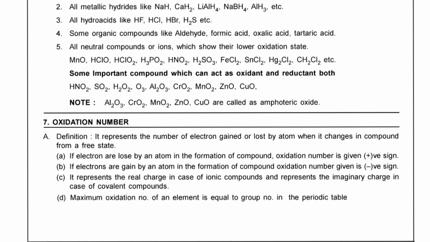Oxidation number represents the number of electrons gained or lost by an atom when it changes from the free state into a compound. If an atom loses electrons, the sign is positive; if it gains electrons, the sign is negative. It represents real charges in ionic compounds and imaginary charges in covalent compounds. The maximum oxidation number of an element is equal to its group number in the periodic table.